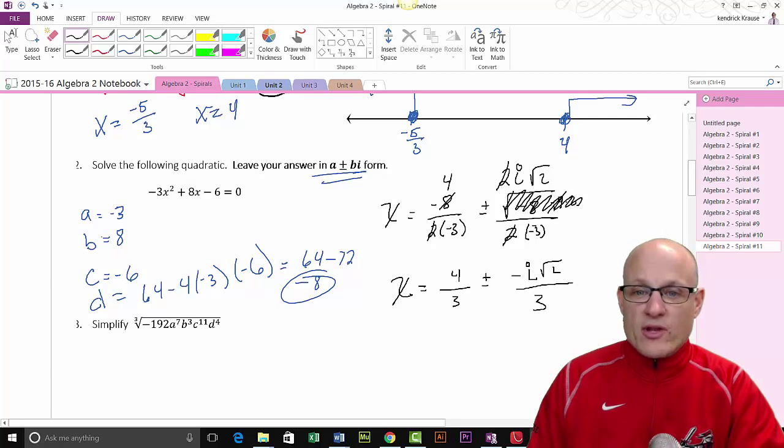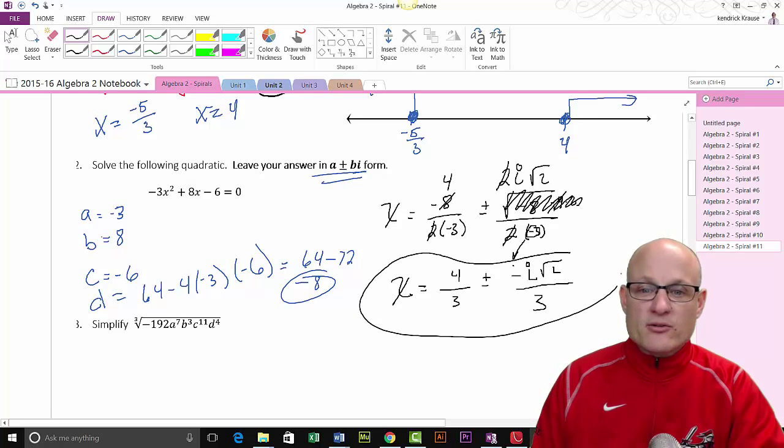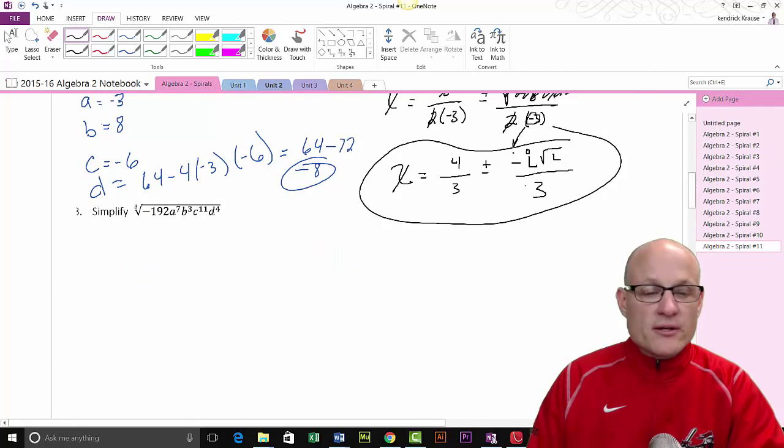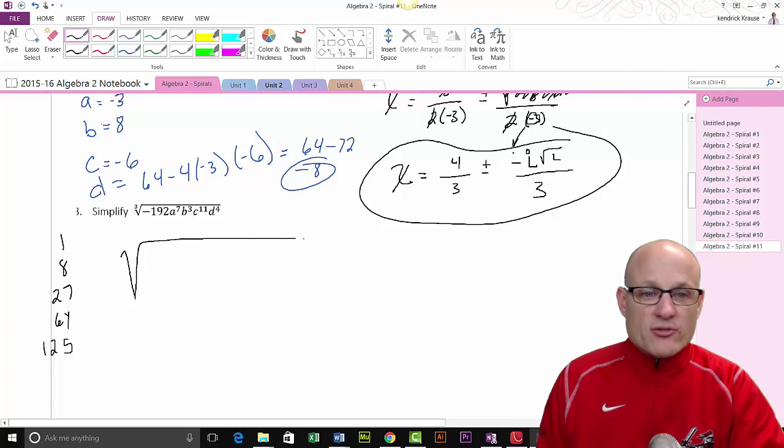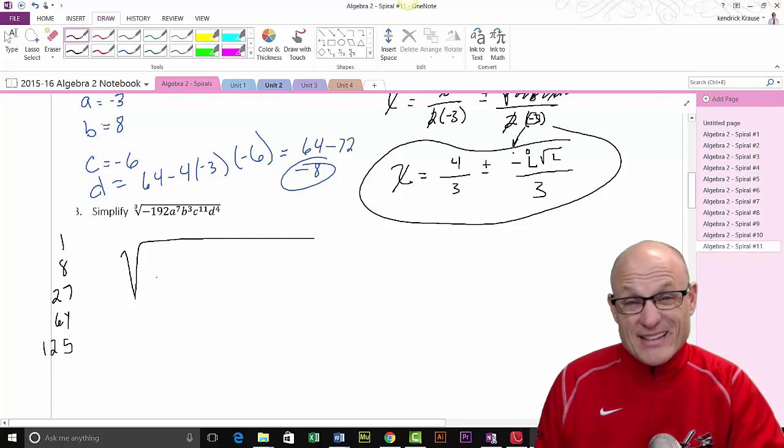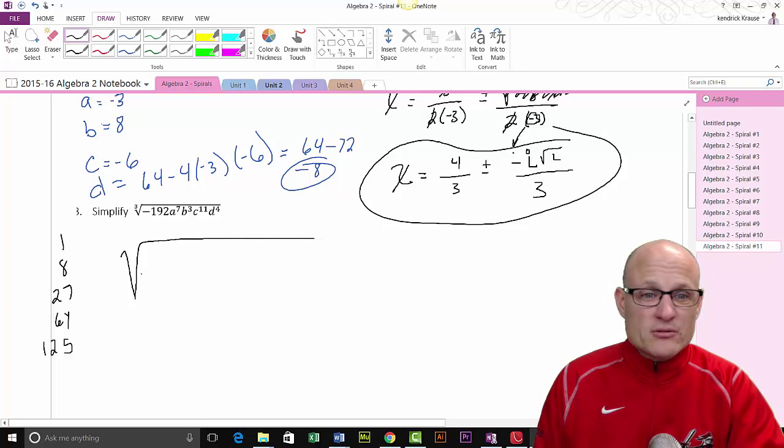Now notice I just brought this negative up to the top. That's okay, I just like that better. There it is. All said and done. Cube roots. So your cube roots are 1, 8, 27, 64, 125. And I believe the one that actually goes into 192 is 64. So we're going to do negative 64 times 3.